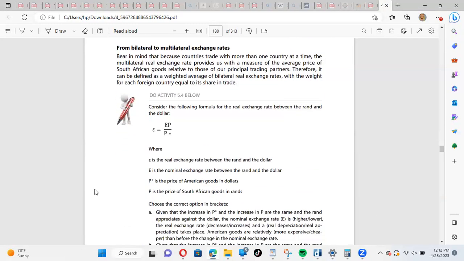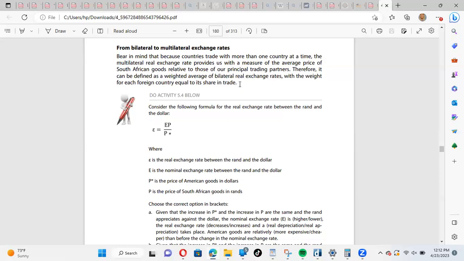All right, and then the multilateral exchange rate. Bear in mind that because countries trade with more than one country at a time, the multilateral exchange rate provides us with a measure of the average price of South African goods relative to those of our principal trading partners. Therefore, this can be defined. They normally use this as the weighted average bilateral real exchange rate, with the weight of each foreign country equal to its share in trade.